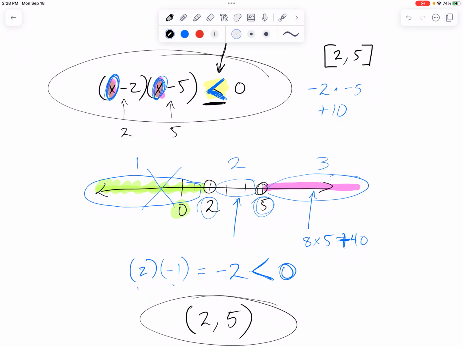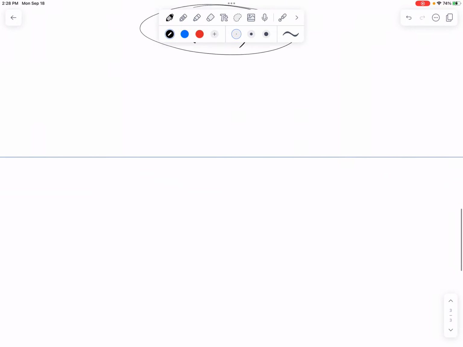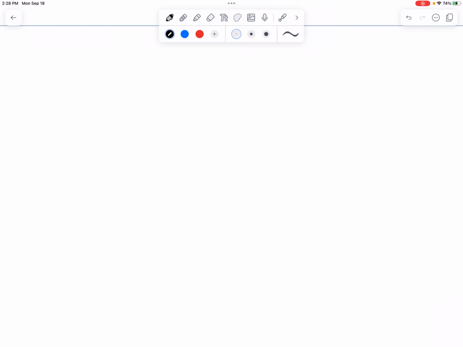Now, I got one more, and then we're going to discuss this pattern, because I don't have to go super into depth on this right now. You'll see it. We'll revisit it. But let's just get the basics down.